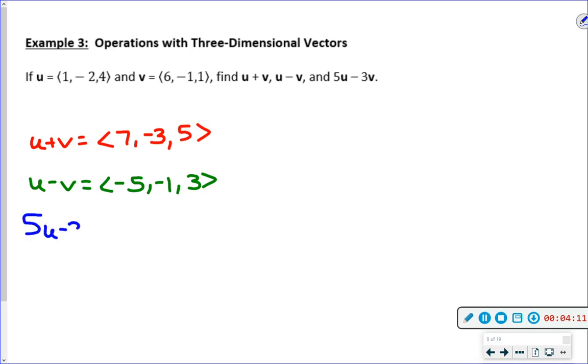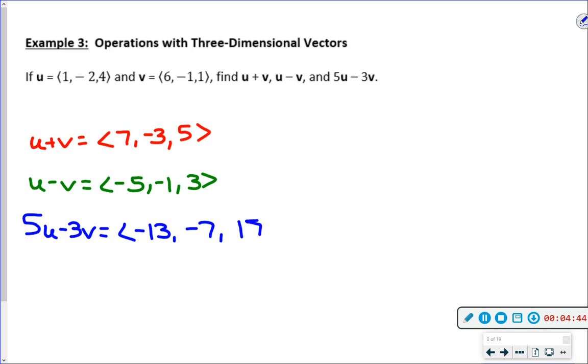5u minus 3v. All right, so a little more computation, but big deal, we can handle it. 5 times 1, I'm going to have 5 minus 18, negative 13. 5 times -2, so I'm going to have -10 minus -3, -13, or -7, sorry, -7. And then 5 times 4, 20, minus 3, minus 3, we got it, 17.